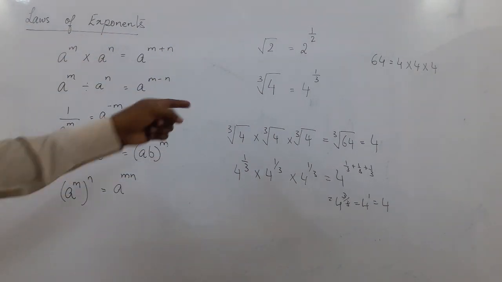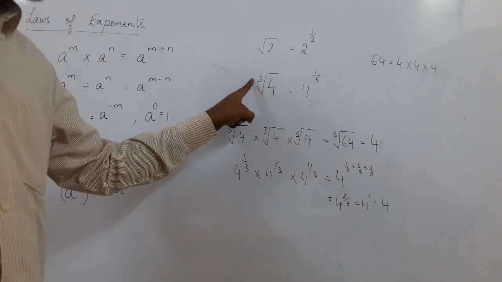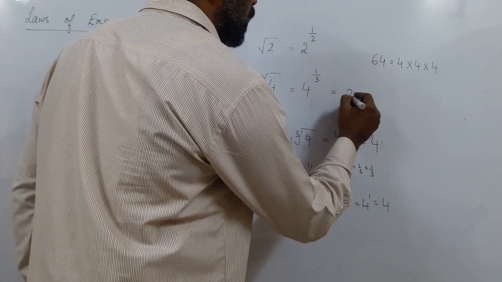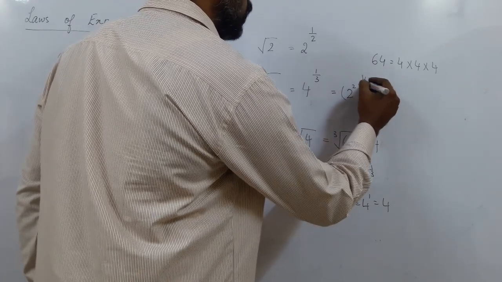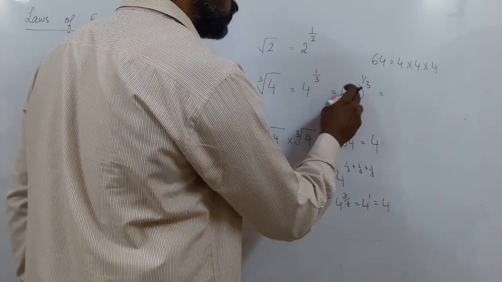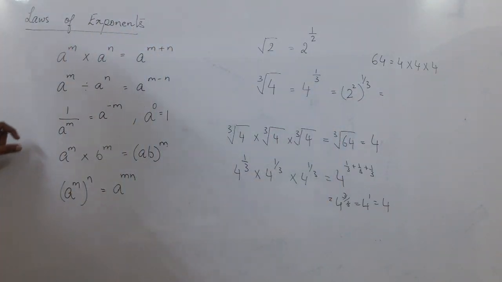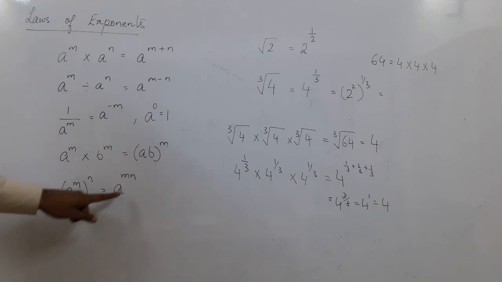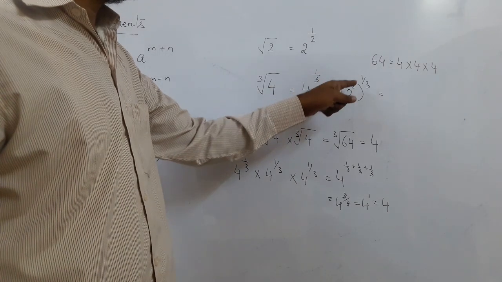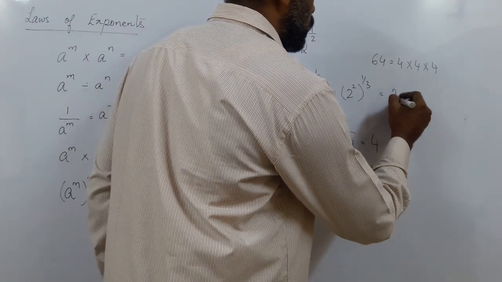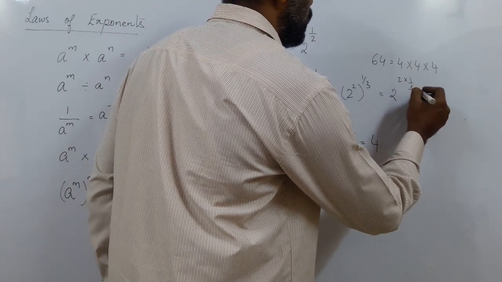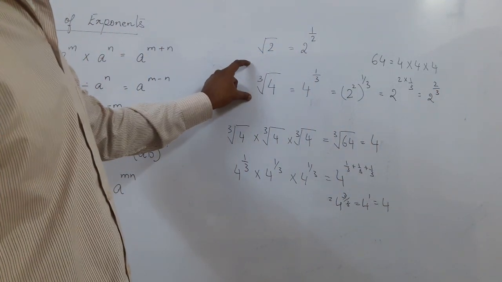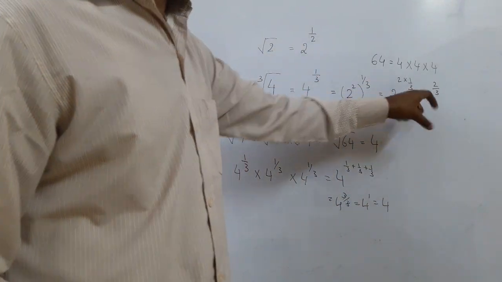Okay? Now you can see one more way. Cube root of 4 is 4 raised to 1 by 3. But what is 4? 4 we can write as 2 square. So 4 I have written as 2 square raised to 1 by 3. I am using which rule? This rule. A raised to m raised to n is A raised to mn. So 2 raised to 2 raised to 1 by 3 is 2 raised to 2 into 1 by 3, that is 2 raised to 2 by 3. So cube root of 4 can also be written as 2 raised to 2 by 3.